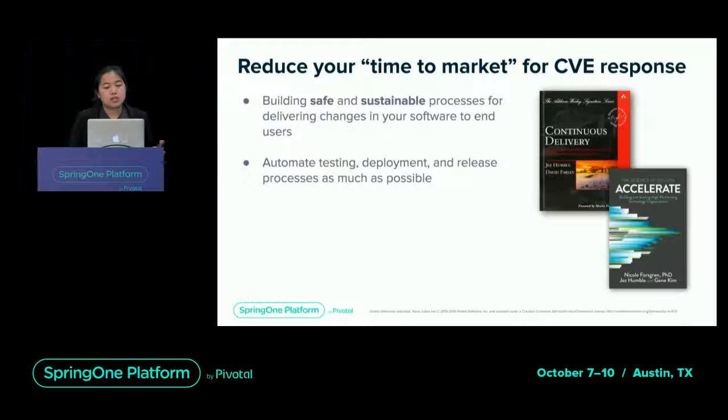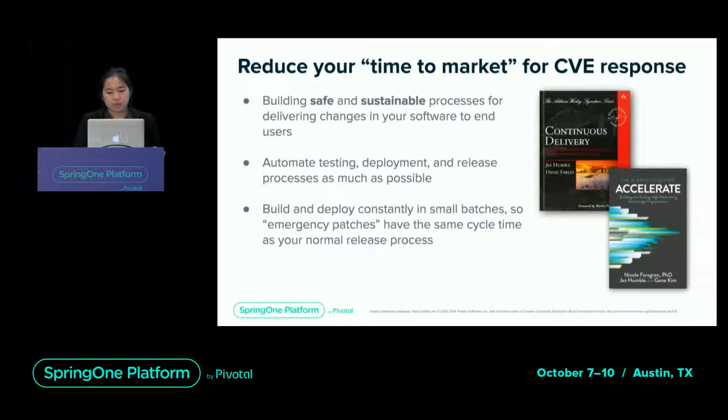But one way to reduce this time to market is by automating the toilsome stuff. So things like testing and deployment and release processes. If you can have a pipeline do it, have your pipeline do it. Don't have humans do it. And finally, build and deploy constantly, frequently, and also in small batches, because the goal here is to have your emergency patches, those stressful CVE weeks, like when a Linux security vulnerability is disclosed, have the cycle time of that emergency patch be the same as your normal release cadence.